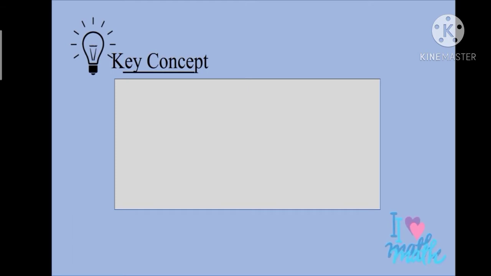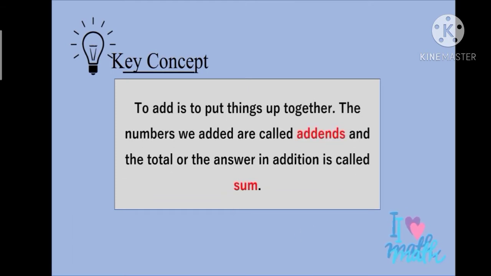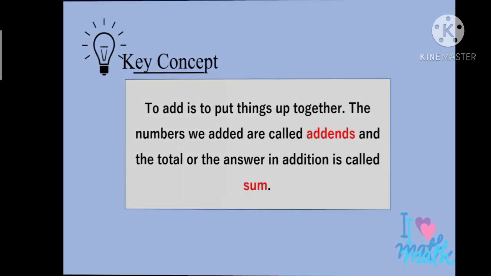So here are the key concepts. To add is to put things together. The numbers we add are called addends, and the total or the answer in addition is called sum. It's very common that when we talk about addition, we have two or more numbers being added, and those are what we call addends. Whatever answer we get is called the sum.